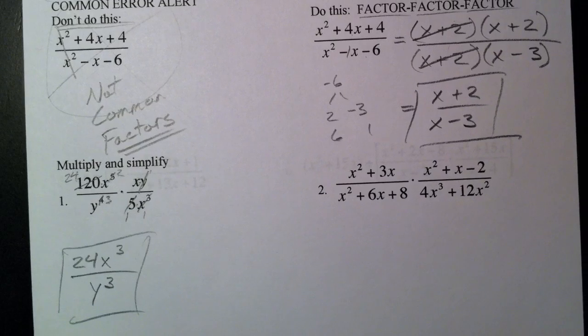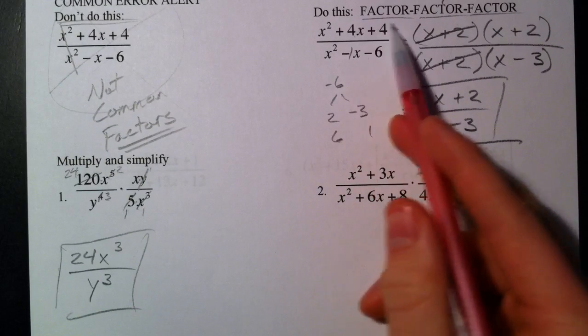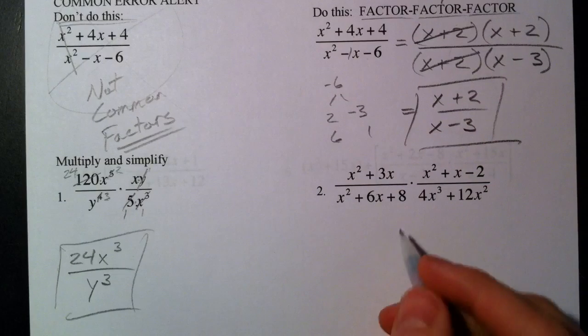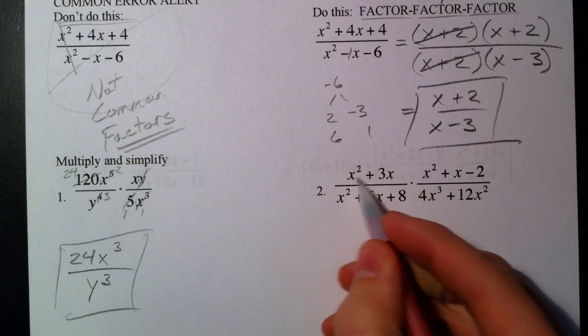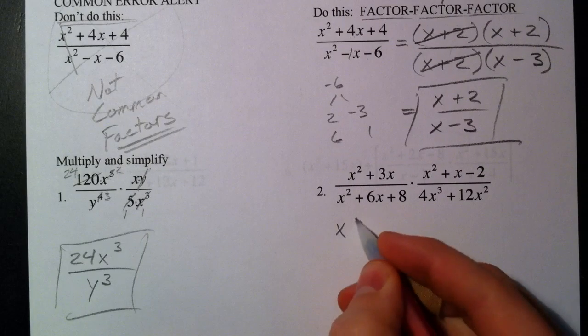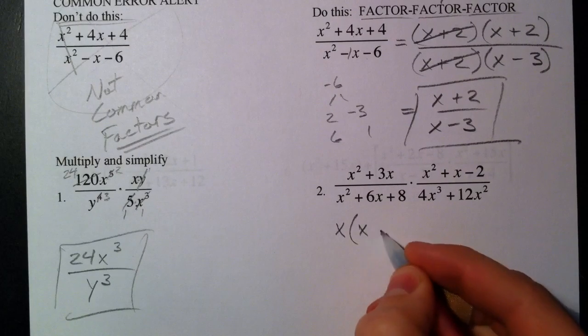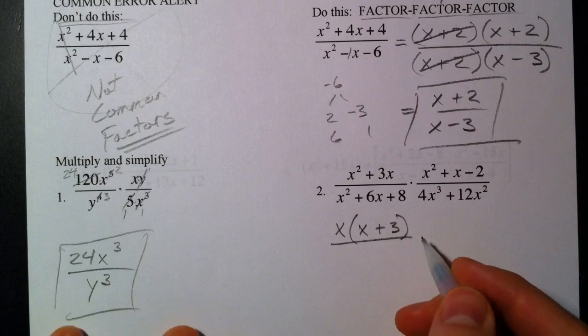As we look to number 2 here, remember the rule of the day? Factor, factor, factor. So, don't forget the very basic kind of factoring. We only have 2 terms here, but they both have an x in them. So, take out the x, and you get x plus 3 left.